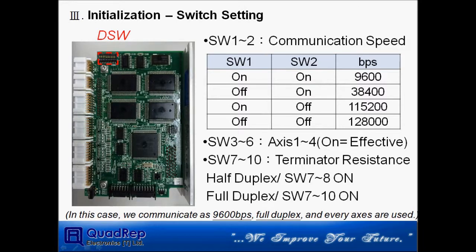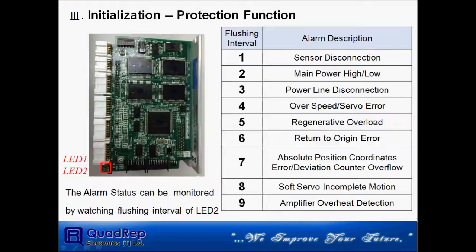3 functions must be set by the digital switch. Switch 1 and switch 2 will decide the baud rate. Whether the SX is effective or not will be decided by switch 3 to 6, and we use switch 7 to 10 to set the terminator resistance. And in this case, we turn all the switches on.